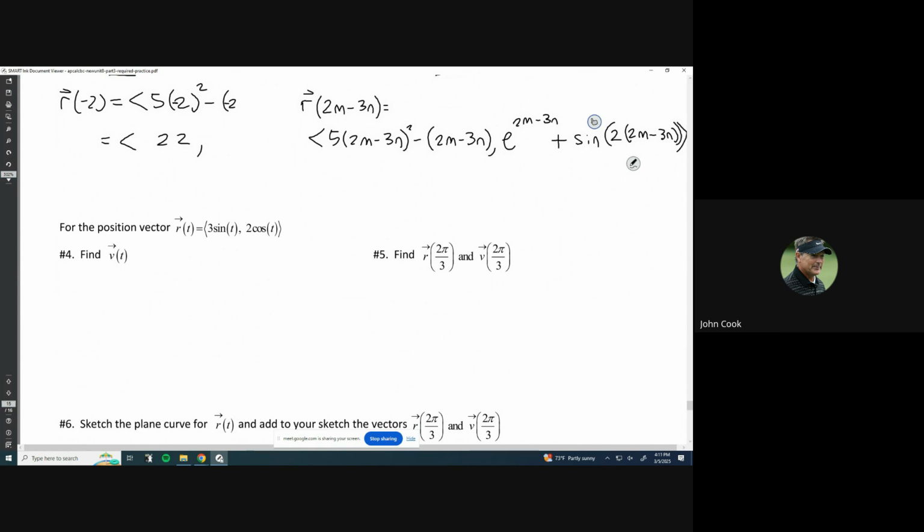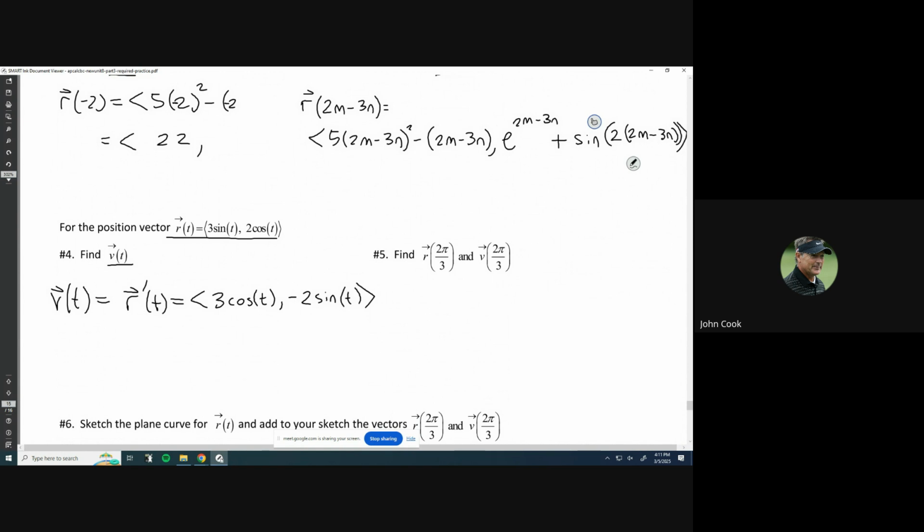This one says find the velocity. If we have a position vector, then the velocity is just the derivative. So velocity of t, or velocity of some object at time t, is going to be equal to the derivative of r, the vector valued function for r. So if we take the derivative of 3 sine t, that's going to be 3 times the cosine of t. Derivative of cosine is negative sine, so we get a negative 2 sine of t. And I think that's it. So all I've got to do is write it as v.